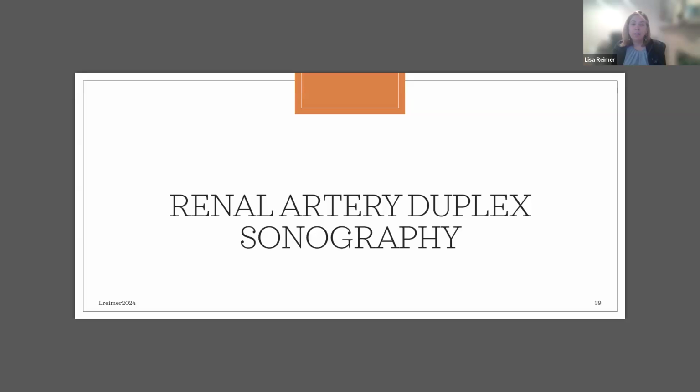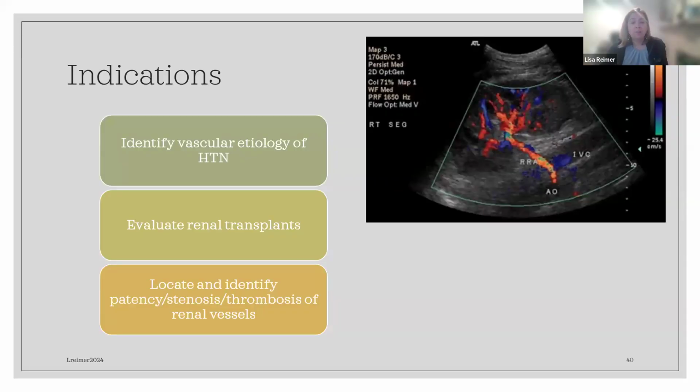ultrasound. So I would like to talk now a little bit about adding the duplex to this. So why you would add duplex, so this would be color and spectral Doppler. The big one is hypertension. So we have either hypertension that's not responsive to medicine, hypertension that's longstanding. It could be that you might want to evaluate a renal transplant, or maybe you are suspicious that these vessels are stenotic or thrombosed.